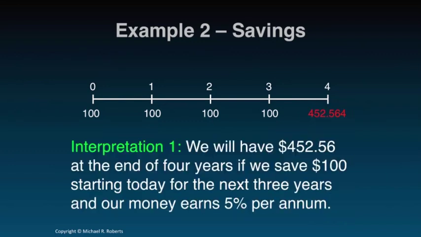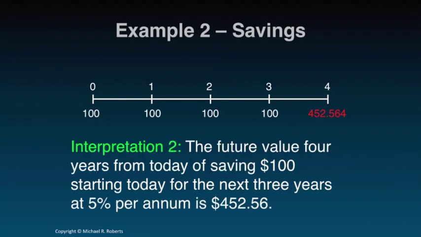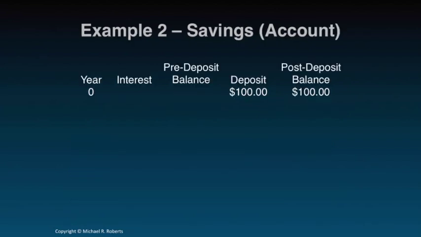How do we interpret that? Well, we will have $452.56 at the end of 4 years if we save $100 starting today for the next 3 years and our money earns 5% per annum. Interpretation 2. The future value 4 years from today of saving $100 starting today for the next 3 years at 5% per annum is $452.56.